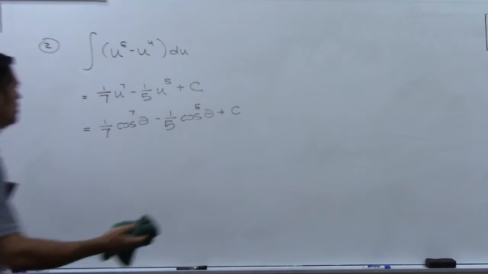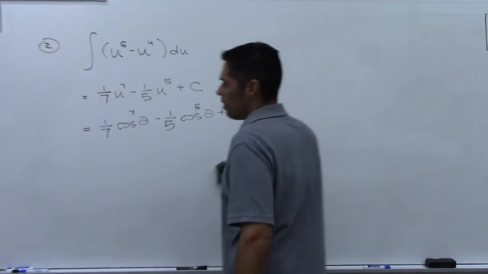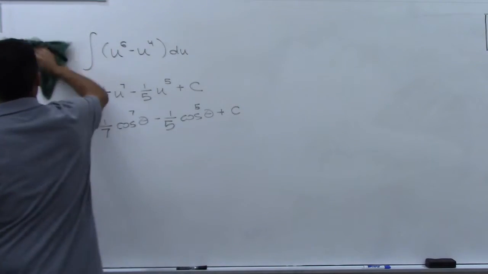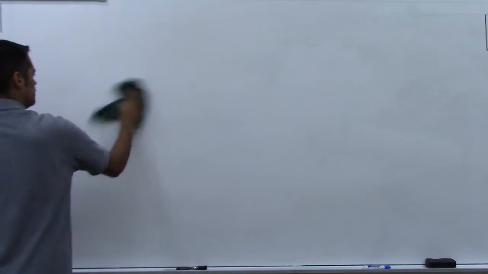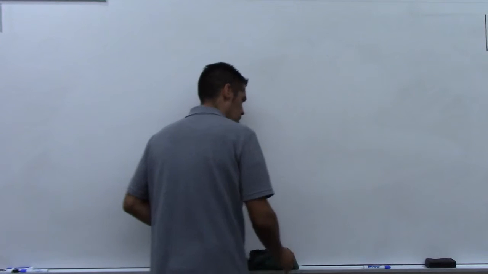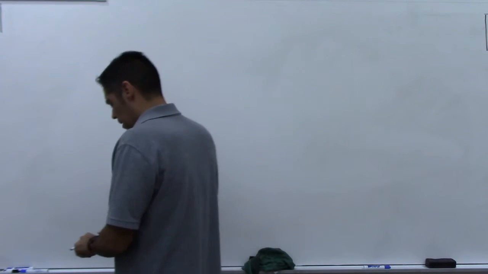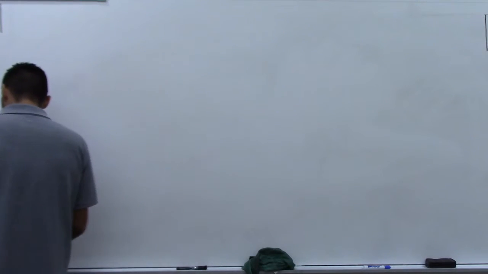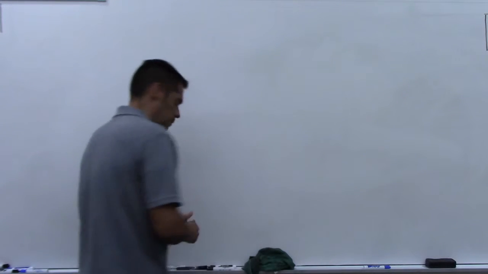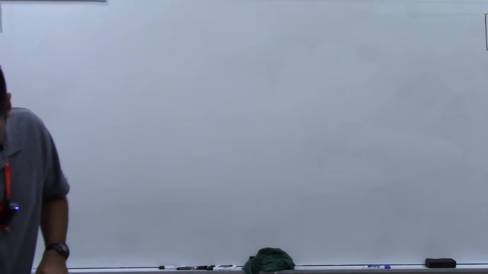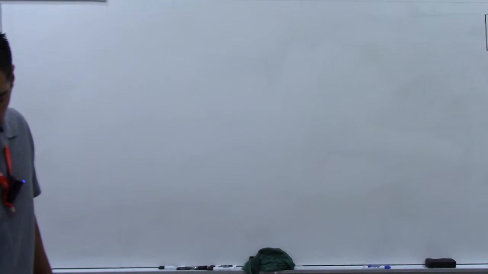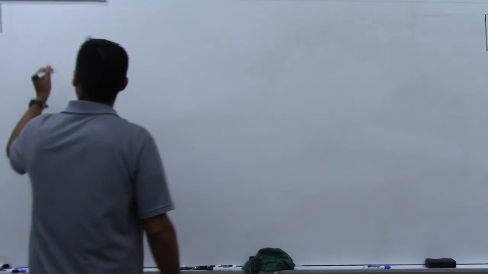And that's it. We're done. All right, so I'm moving along. Number 3. Let's see if I can maybe get a decent marker here. I doubt it. Okay, the integral of sine to the seventh theta, cosine to the fifth.